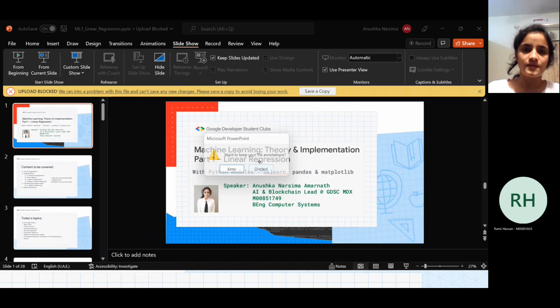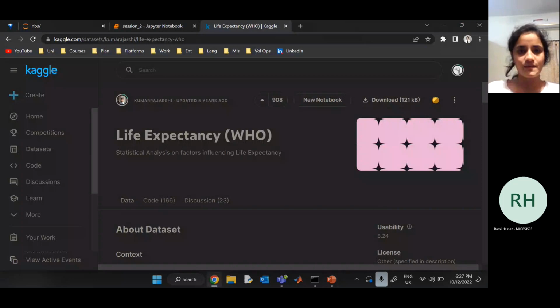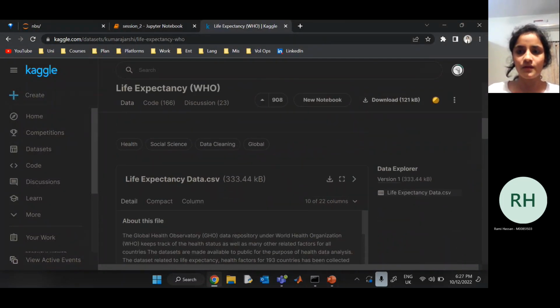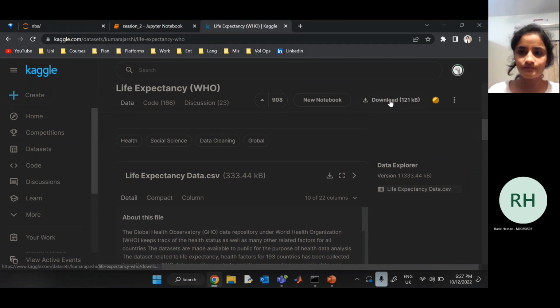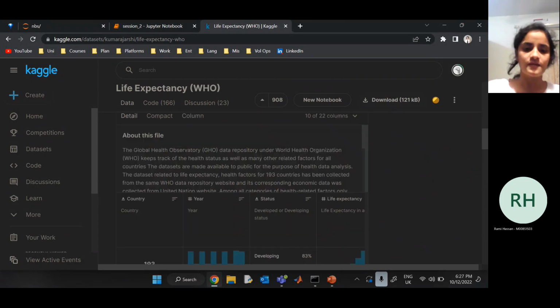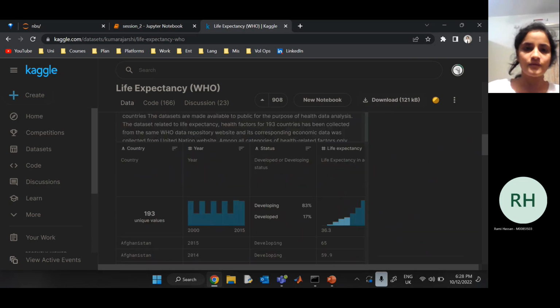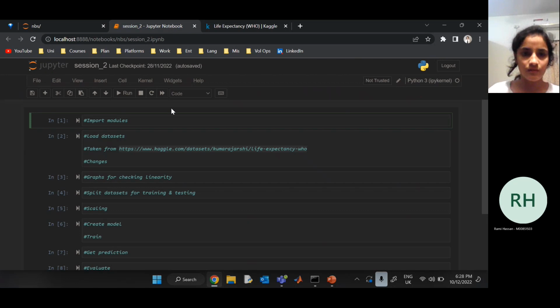Okay. So this is the Kaggle website where I got my data set from. Okay. You can download it over here. This is the CSV file. Okay. So this is my notebook. I'm going to start.